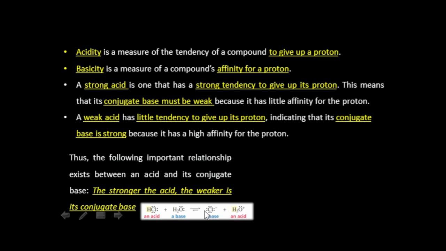Now, what happens to a weak acid? A weak acid has little tendency to give up its proton, so its conjugate base is a strong one. So what is the relationship between an acid and its conjugate base? The stronger the acid, the weaker is its conjugate base. If the base is stronger, then its conjugate acid is weaker.